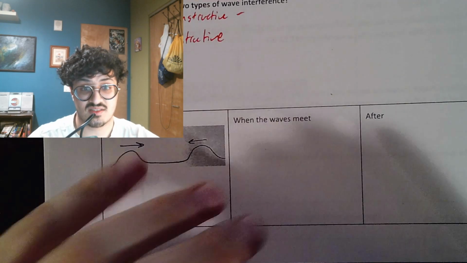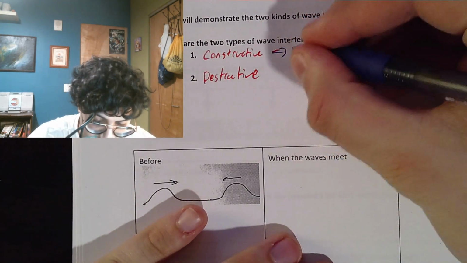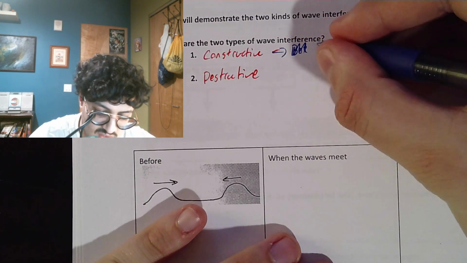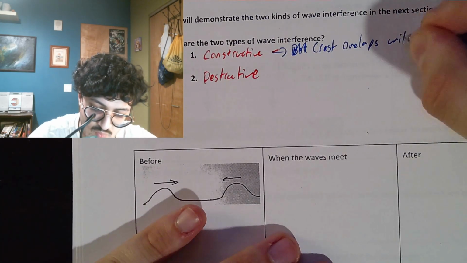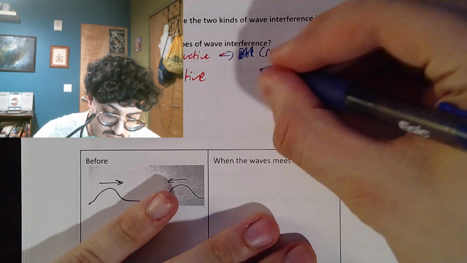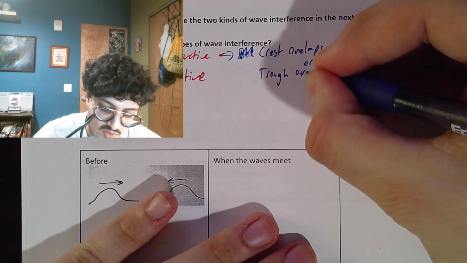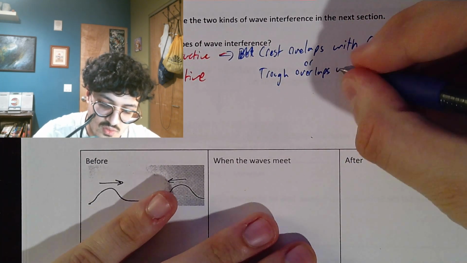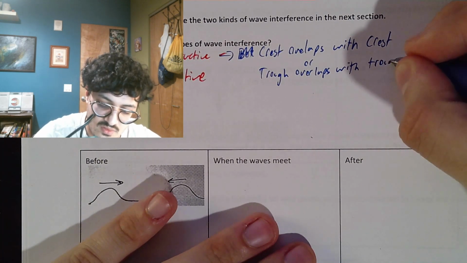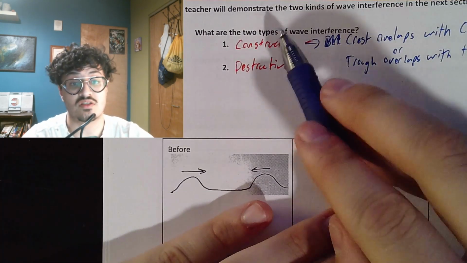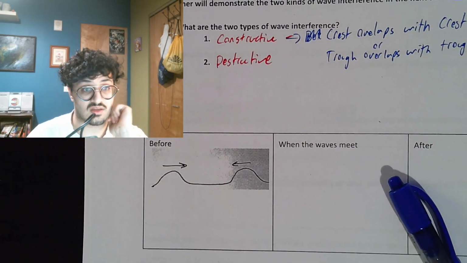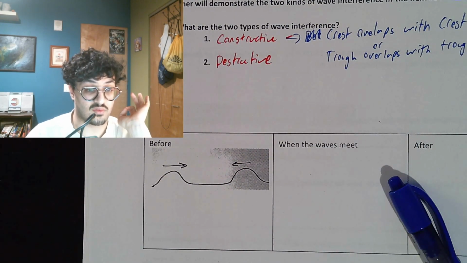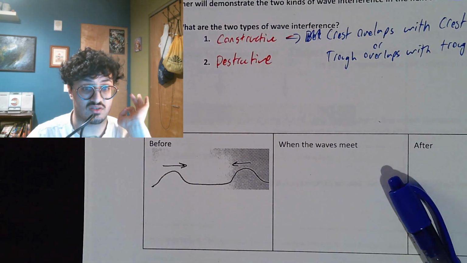In other words, we can write next to this constructive right here. Let's do crest overlaps with crest, or trough overlaps with trough. And again, this is constructive. It builds on top of each other, one and another. Okay, we're good with that? Okay, so that was constructive interference.